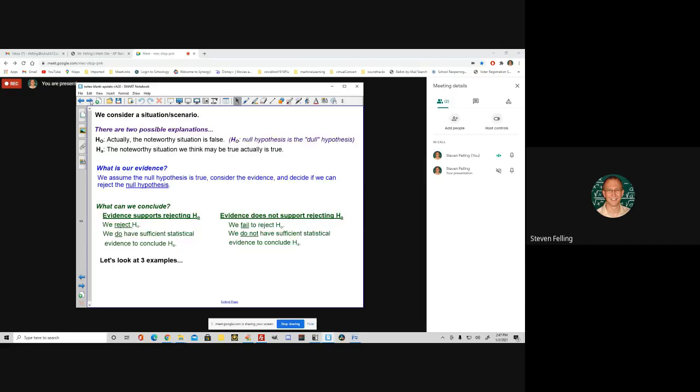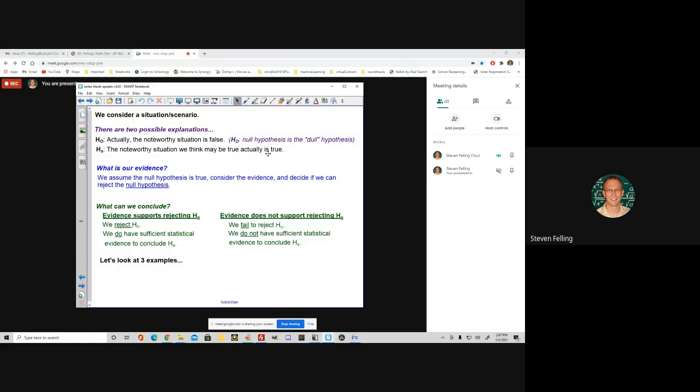They're all going to follow this general pattern, right? We're going to have two possible explanations for a scenario. The noteworthy situation that we think might actually be true, that's what we're going to call the alternate hypothesis. HA is the abbreviation for that: H for hypothesis and A for alternate. HA is what we think might be true.